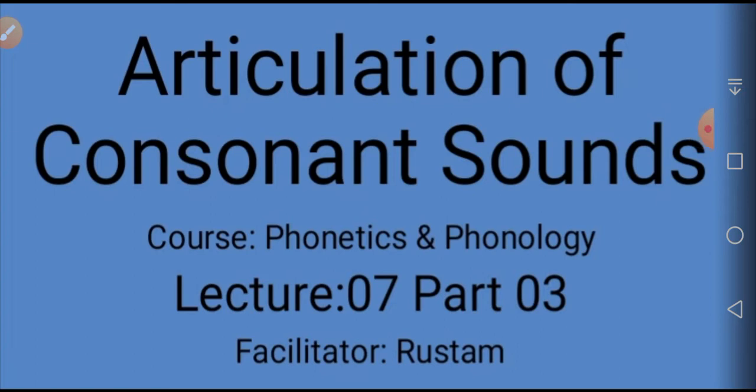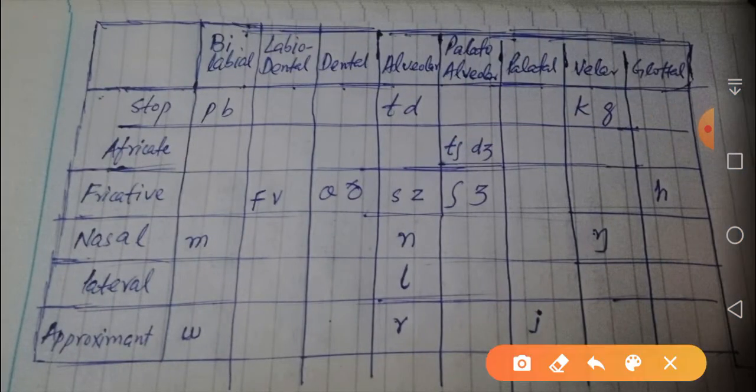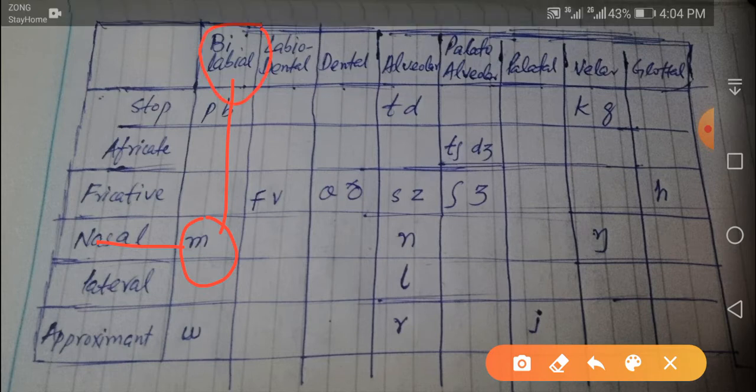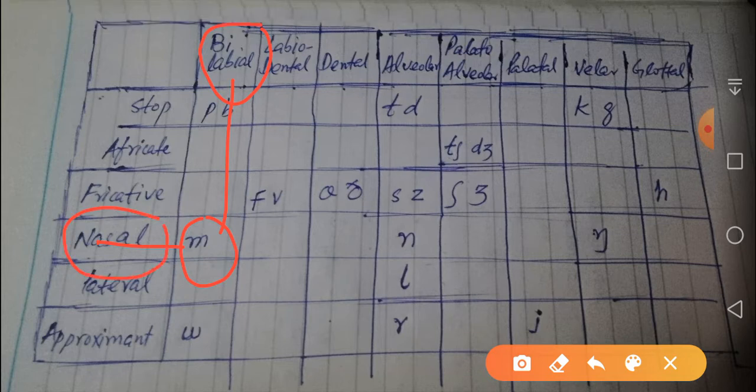In the last two recordings of lecture 7, I talked about the consonant chart and the description of consonants. Now again, we are going to describe the remaining consonants. These consonants still have to be described. First of all, I'll talk about this consonant. It is a bilabial consonant and it's a nasal. Bilabial is the place of articulation and nasal is the manner of articulation.